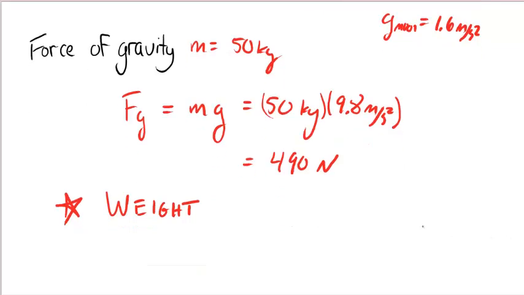Mass is how much matter you have. Mass doesn't change. If you go to the moon, you still have the same amount of matter, and that doesn't change. What does change is the force of gravity on an object. Because the gravitational pull from the moon is much weaker, your weight will be much less. So your weight will change depending on where you are, because your weight is force of gravity. Your mass never changes. It's the amount of matter you have.